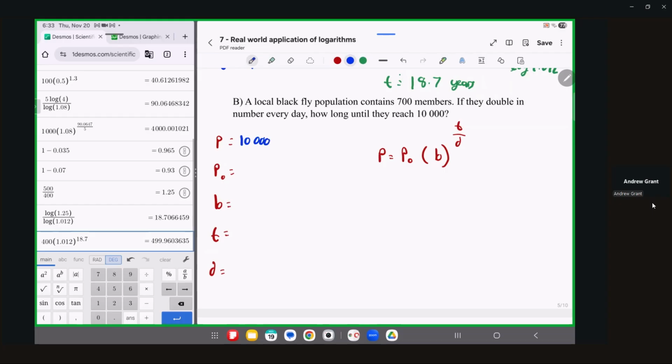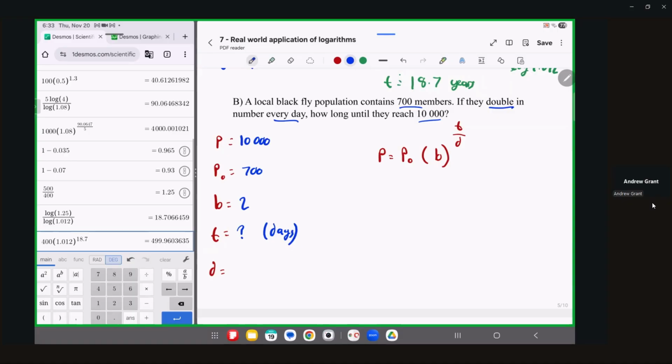P naught is the initial amount, so that's going to be 700. B is the base growth, and we can see that they are doubling every day. So if you're doubling, your base is going to be 2. T is the time. We don't know what it is, but we know it's in days. So we can put a question mark, but it will be some amount of days where this occurs.